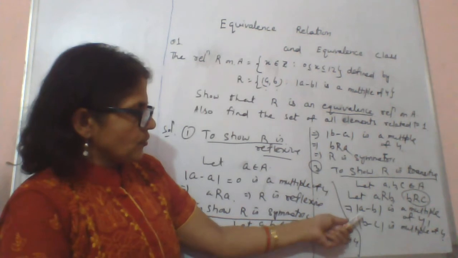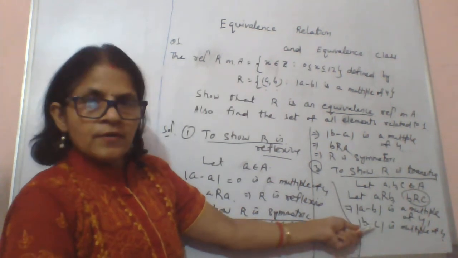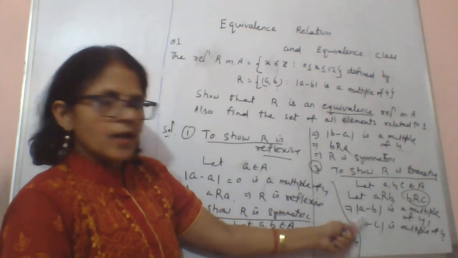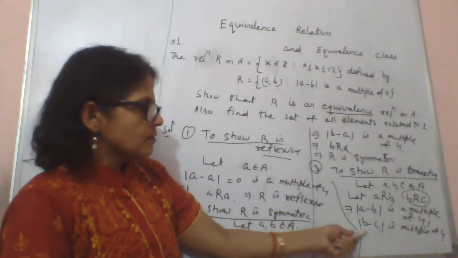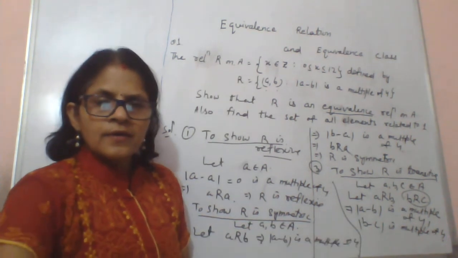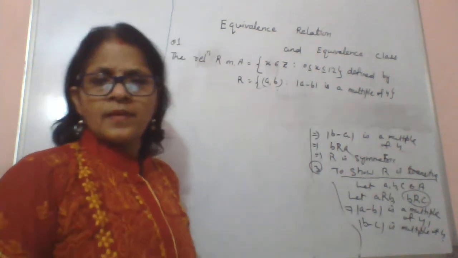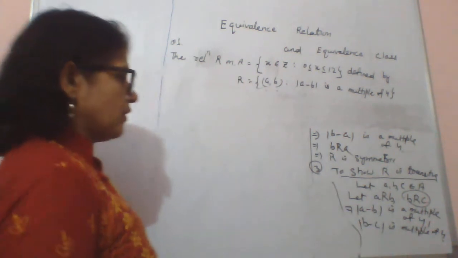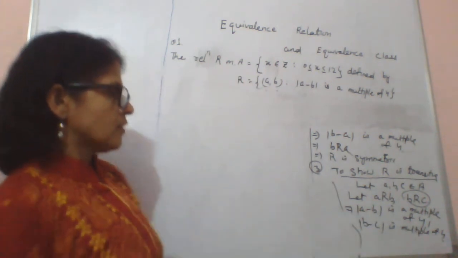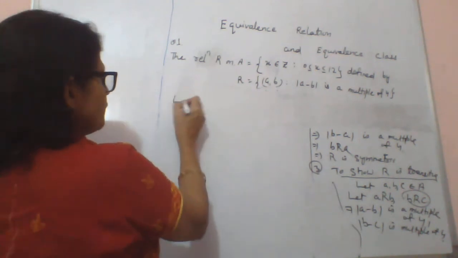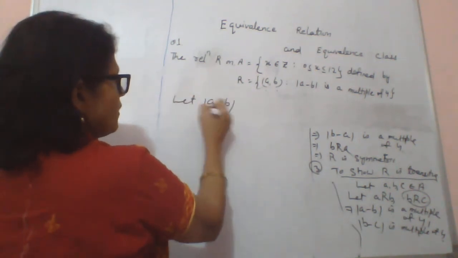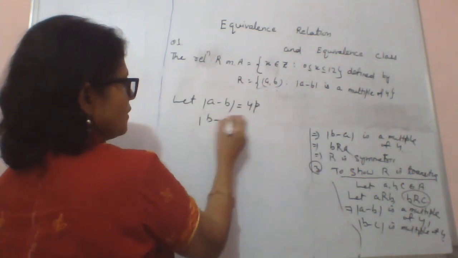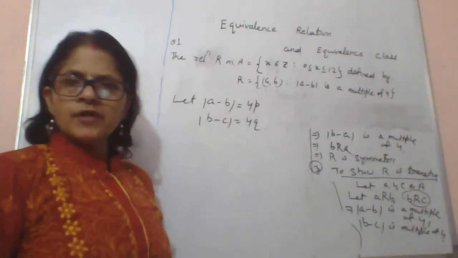But here you see, a minus b and b minus c: if you add a minus b and b minus c, you are getting a minus c. But can you add mod a minus b and mod b minus c directly? We cannot add like this. So what we need to do, whenever mod a minus b is a multiple of 4, we can write it like this: mod a minus b, let it be 4p, and mod b minus c, let it be 4q, because it is a multiple of 4.